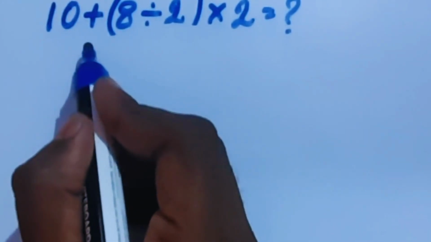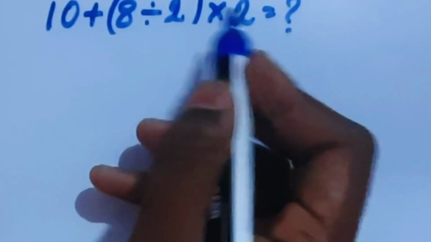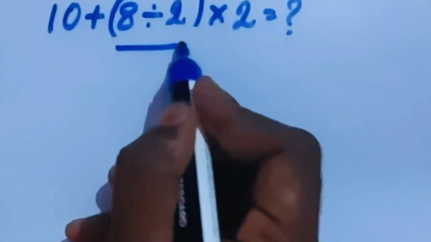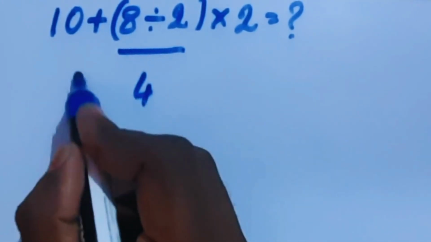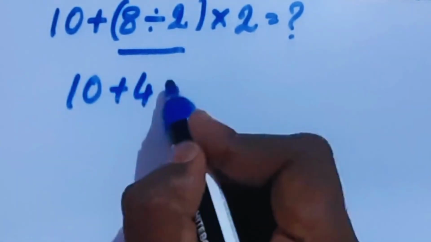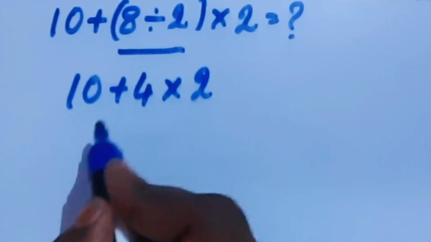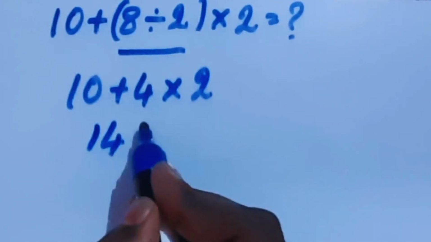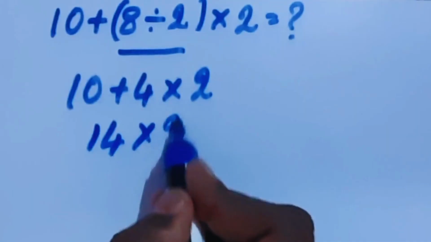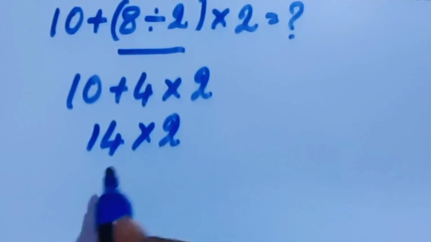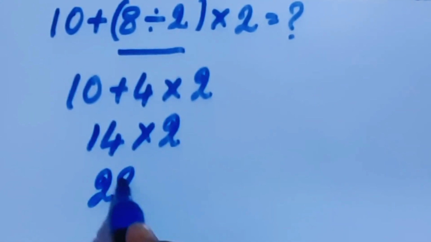Hi guys, most of them get the answer 28 for this problem. It is wrong. Let's see. Here, 10 plus 4 times this 2. Here 10 plus 4 is 14, times this 2. 14 times 2 is 28.